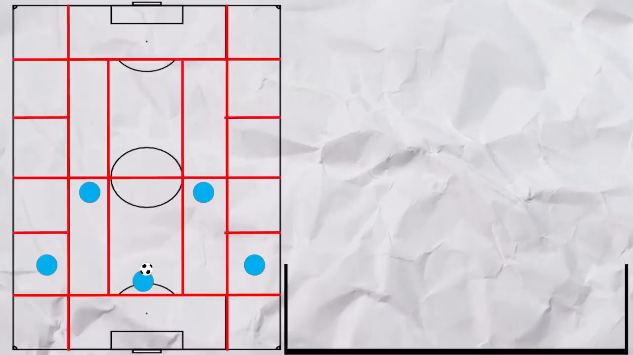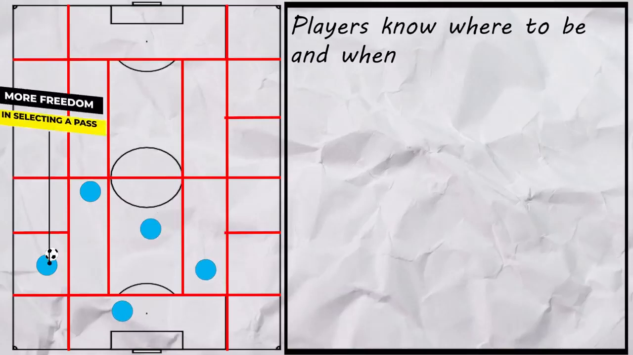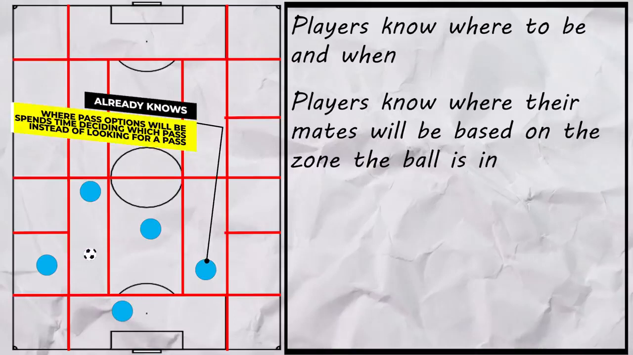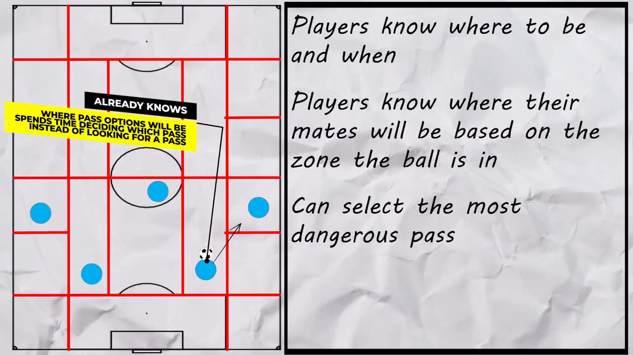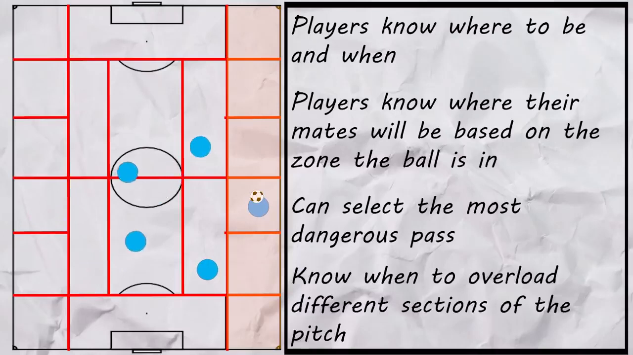By having these defined regions and rules, it means that every player knows where he has to be and when. And counterintuitively, playing within these so-called rules actually gives his players more freedom for creativity because they know exactly where their teammates will be in relation to the ball. They spend less time scanning the field and seeing where they could pass, and instead use that time to determine which pass would be most dangerous. In addition, by recognizing which region the ball is in, the team knows which regions to overload and where to make specific runs. So, by having the pitch set up as such, Pep identifies a few key areas.